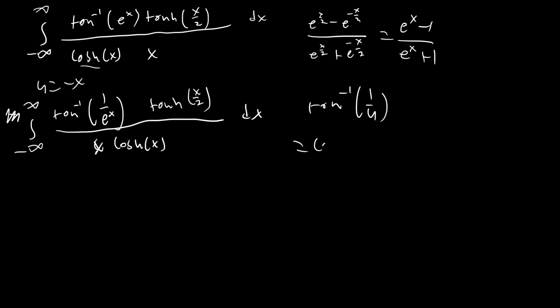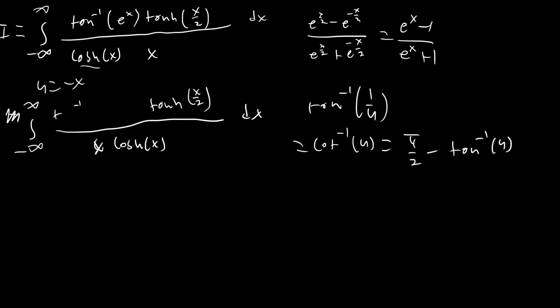And this is going to help us a lot because tan inverse of 1 over u equals cot inverse of u equals pi over 2 minus tan inverse of u. So if we let this equal I, this is just pi over 2 minus tan inverse of e to the x, right? So this is also equal to I.